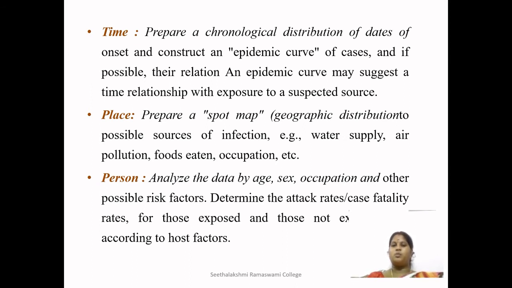Next one is place. For place, we prepare a spot map or geographical distribution of cases and, if possible, their relation to possible sources of infection, for example, water supply, air pollution, food we eat, occupation, etc. The clustering of cases may indicate a common source of infection.